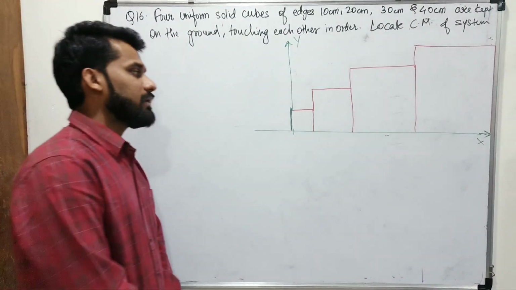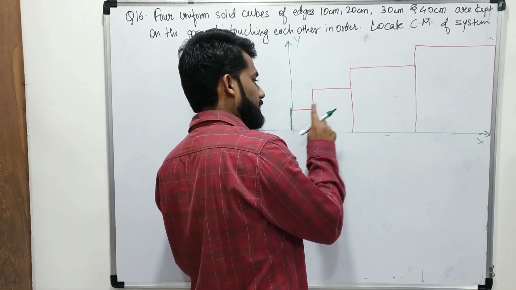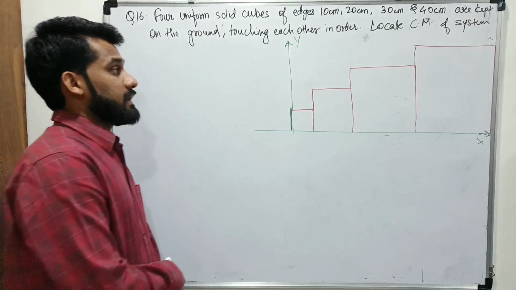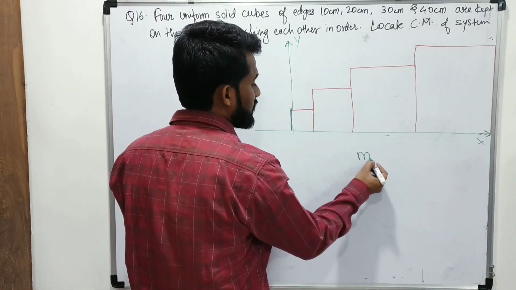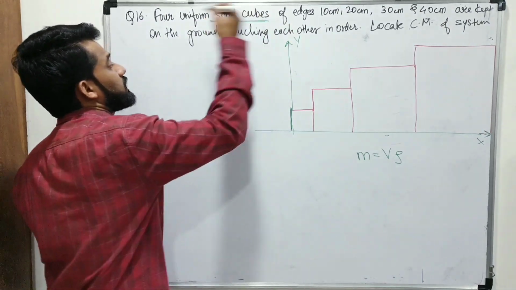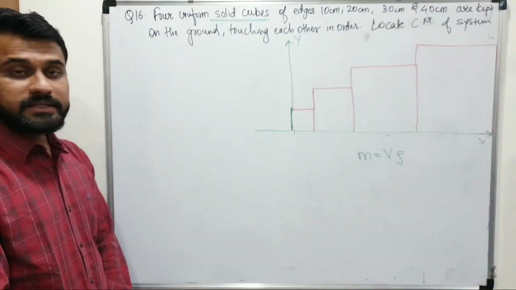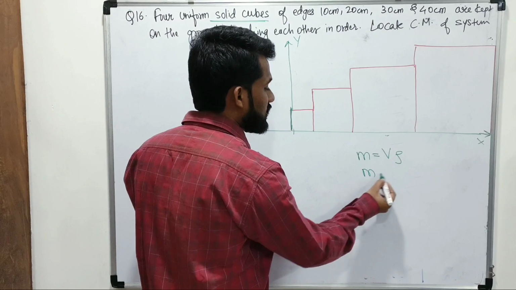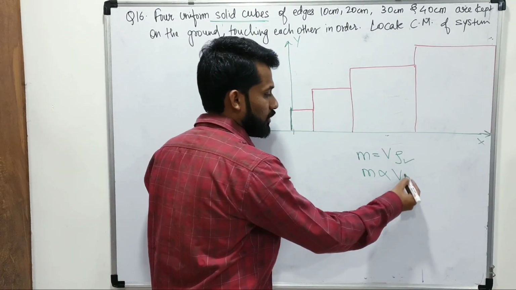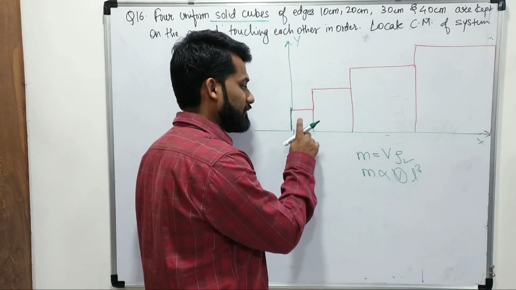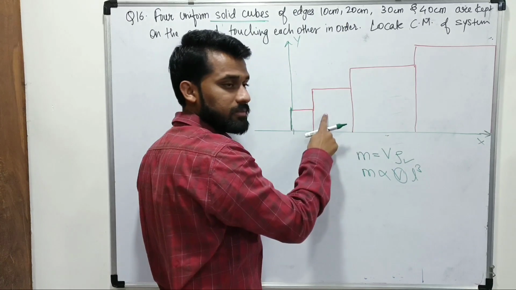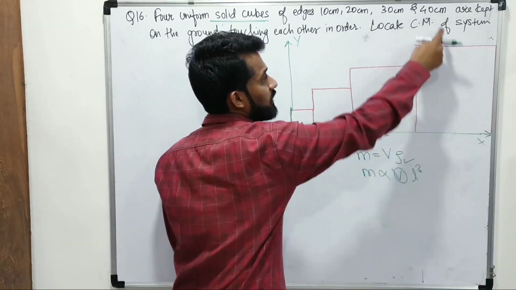So first of all, what will be the masses? Whether it will be m, 2m, 3m, 4m, or how to calculate the mass of 4 cubes. As we know that mass of a cube is volume times density, because all the cubes are solid cubes and they have same density. So mass is proportional to their volume as density is same. So इसका volume जो है, volume is L cube, right? So if this is 10 cube, this will be 20 cube, this will be 30 cube, and this will be 40 cube.